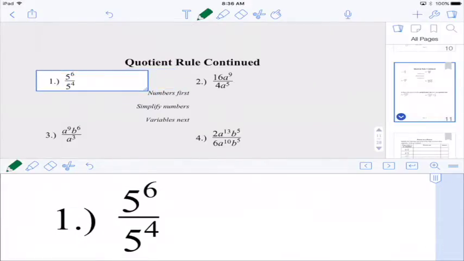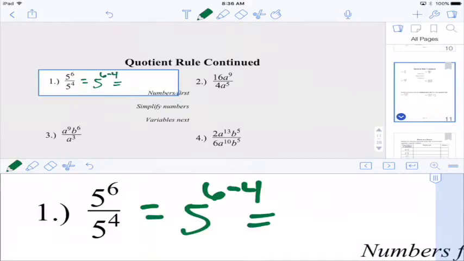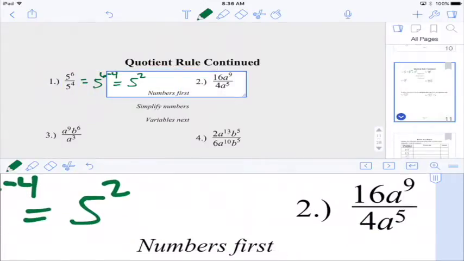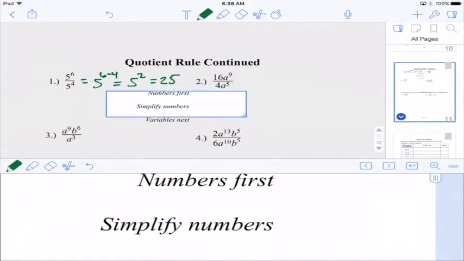So real quick, we're going to just utilize our exponent rule. When we divide the same base, we subtract exponents. So this is 5 to the 6 minus 4, aka 5 squared. Now if we can do something with the numbers, we will. 5 squared is 25.